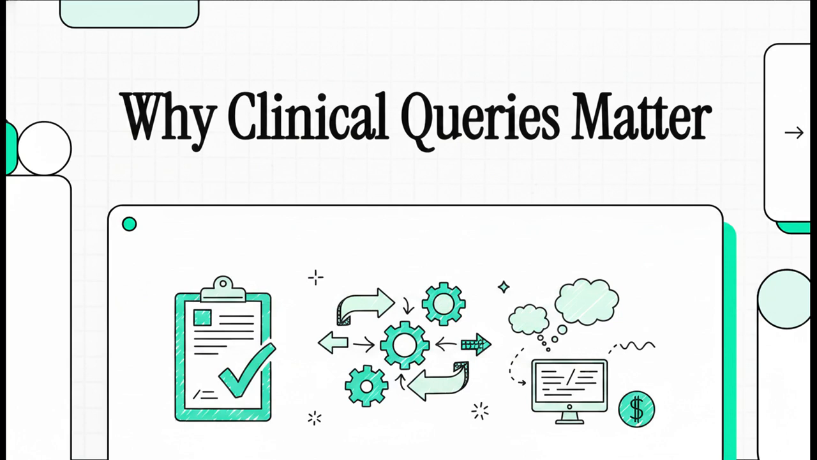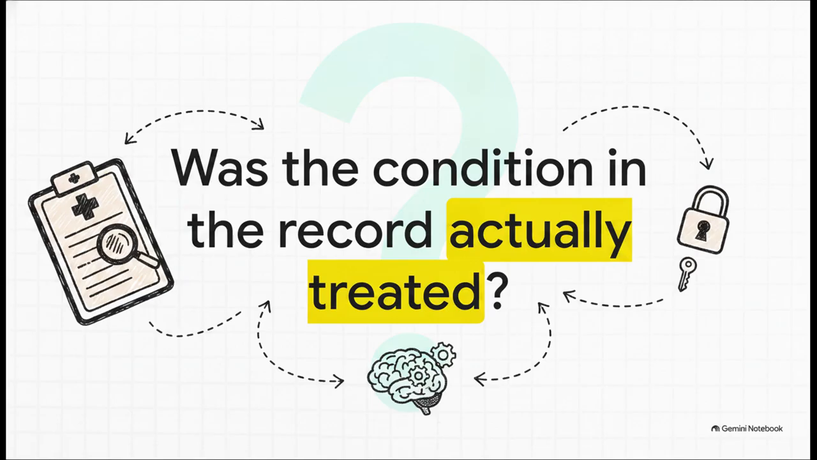So let's get started. Right off the bat, let's look at the core conflict professionals deal with literally every single day. A condition is cited in the clinical record, but was it actually treated? Did it truly impact the patient's stay? Did it meet the strict criteria for a secondary diagnosis? It's kind of like a detective story, right? This is the fundamental mystery we're trying to solve.